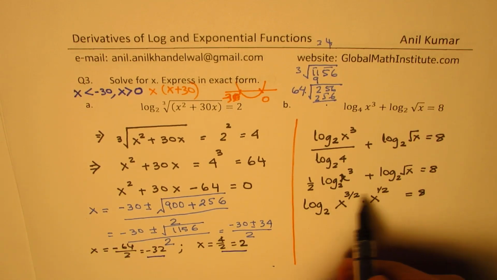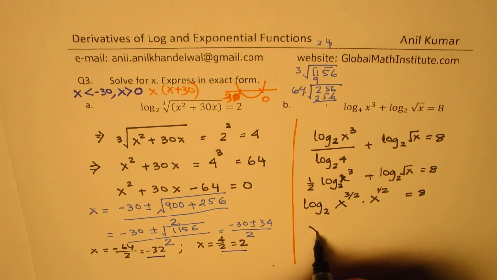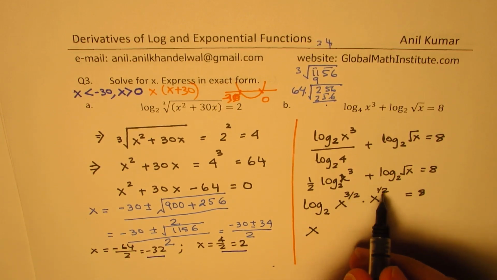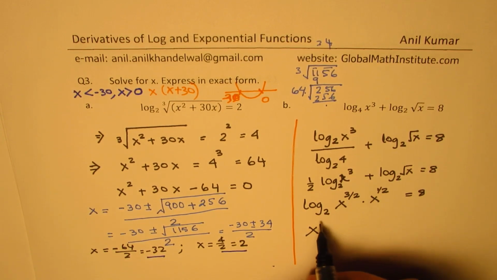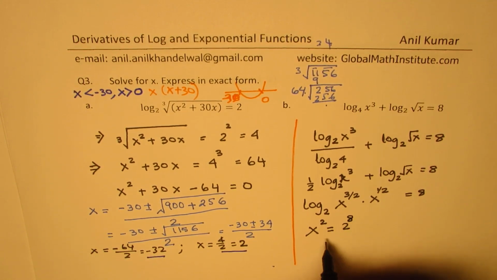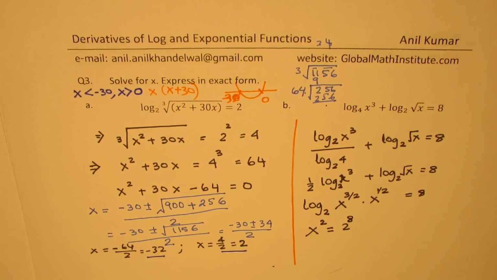So we can combine these. We have x to the power of 3/2 plus 1/2, which is 4/2, or x squared, equal to 2 to the power of 8. So x squared is equal to 2 to the power of 8.